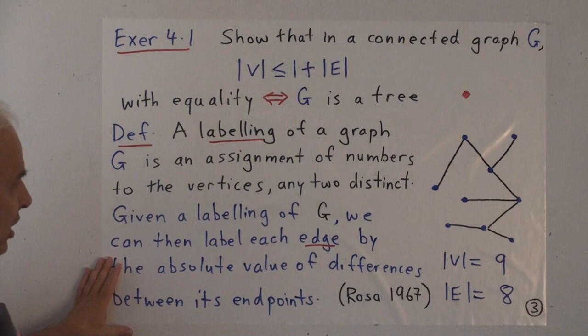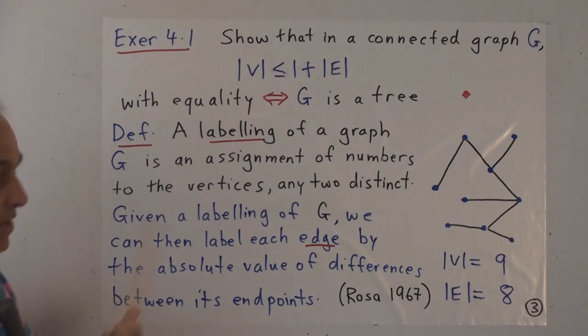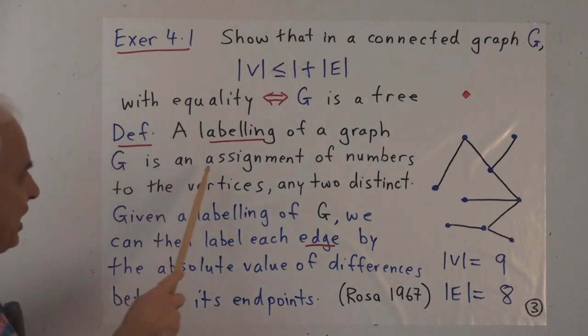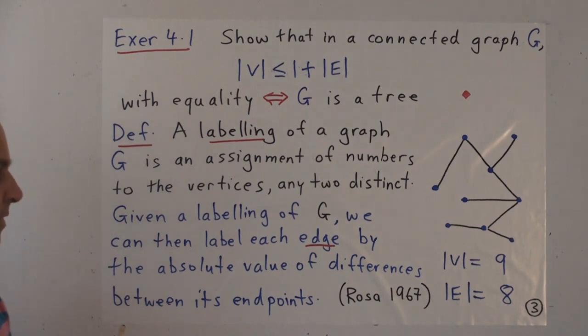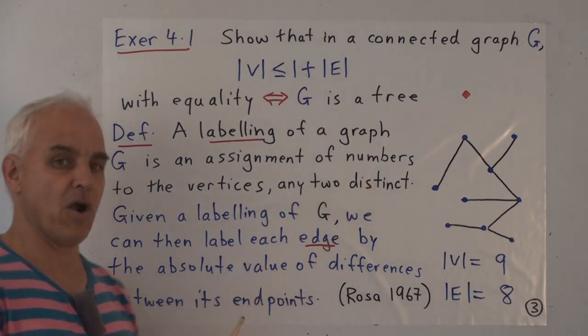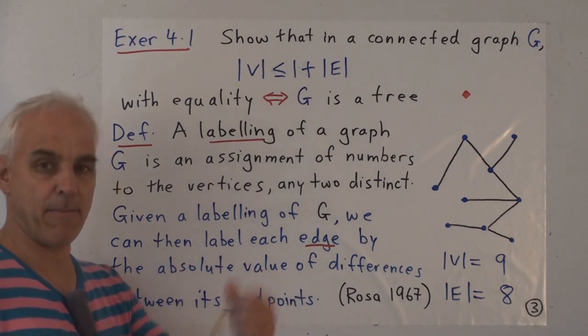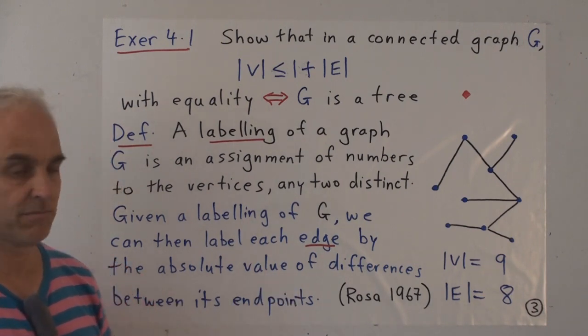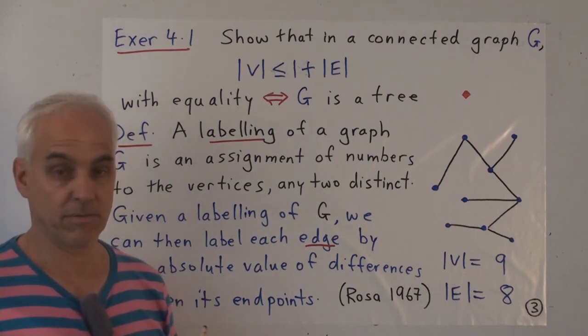Okay, now we're going to talk about this main notion today, the notion of a labeling of a graph. So we have a graph G, and we want to define what it means to have a labeling. A labeling of G is an assignment of numbers to the vertices so that any two labels are distinct. That's all. We're just assigning numbers to the vertices so that each vertex gets a unique number.